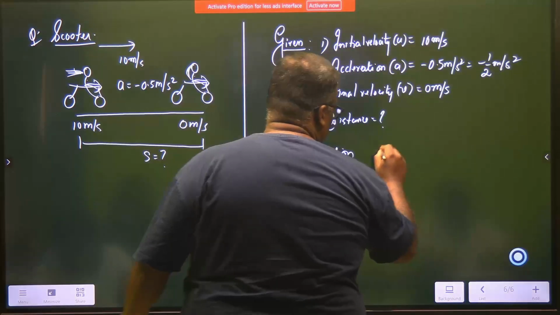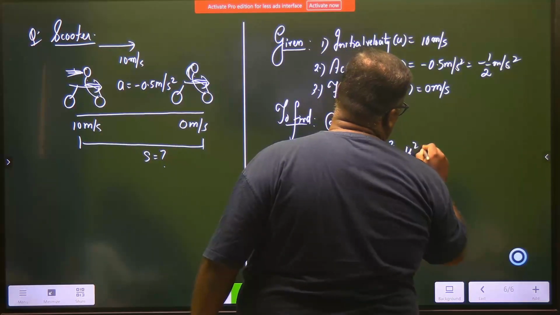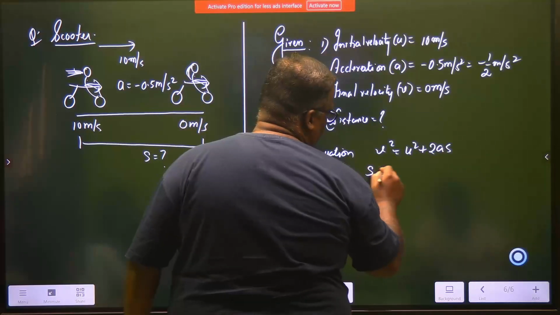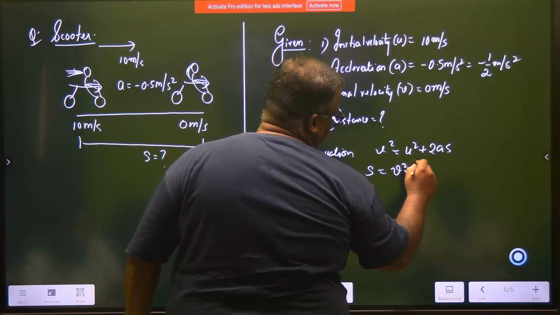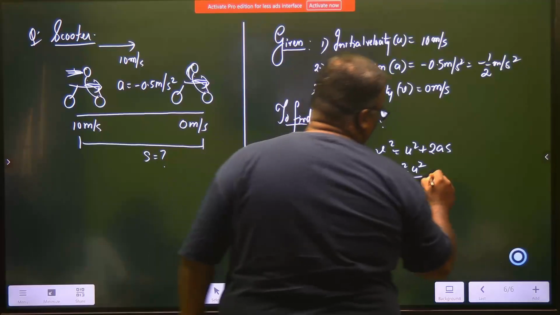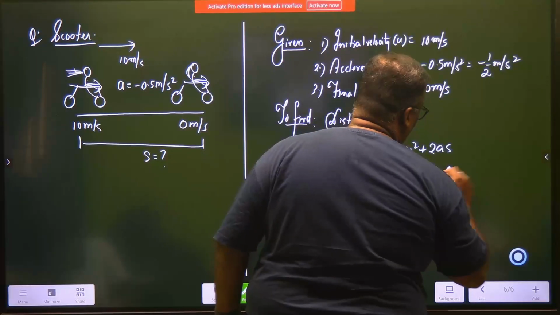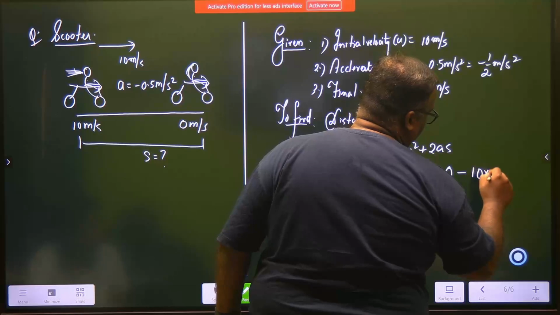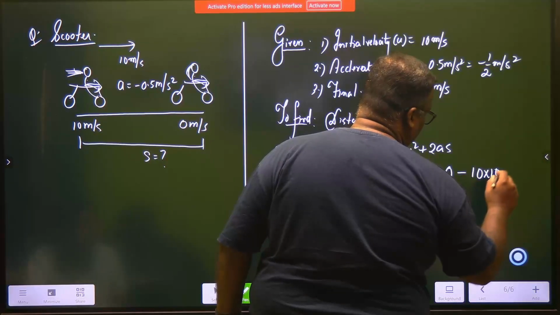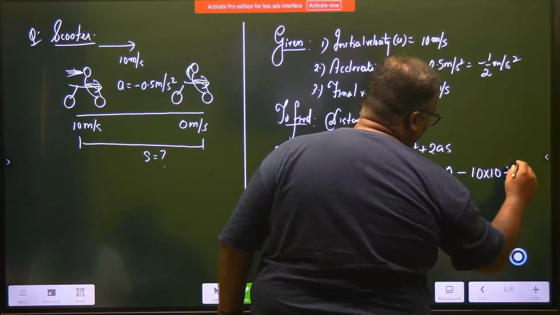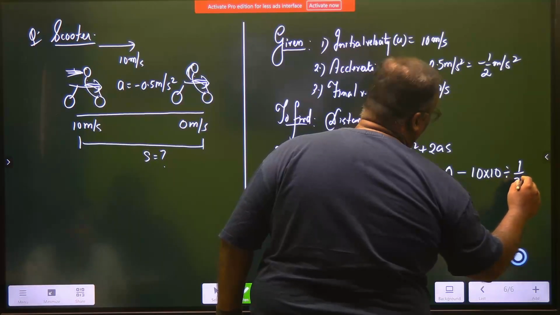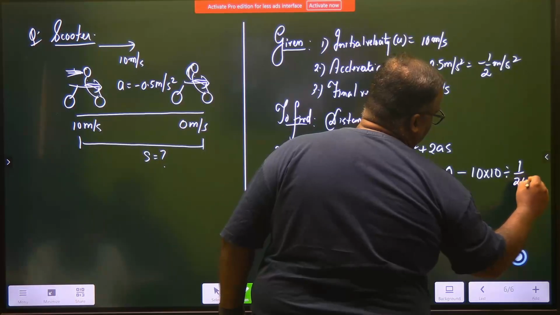So using equation, v square is equal to u square plus 2as. You have to find out s. So s is equal to v square minus u square by 2a. What is v square? 0. What is u square? 10 into 10, and this whole thing is divided by 2a, and a is negative 1 by 2.